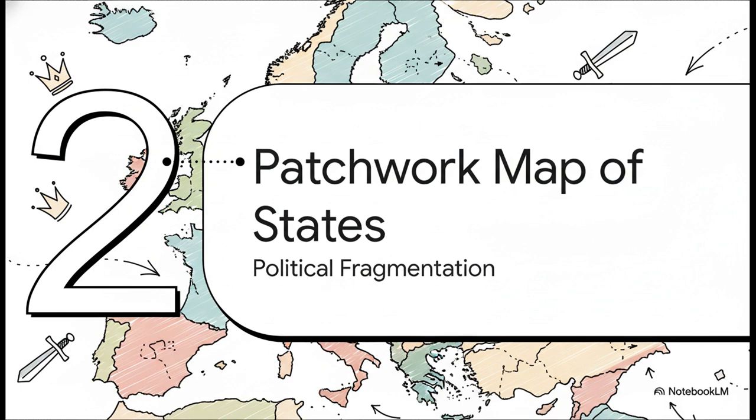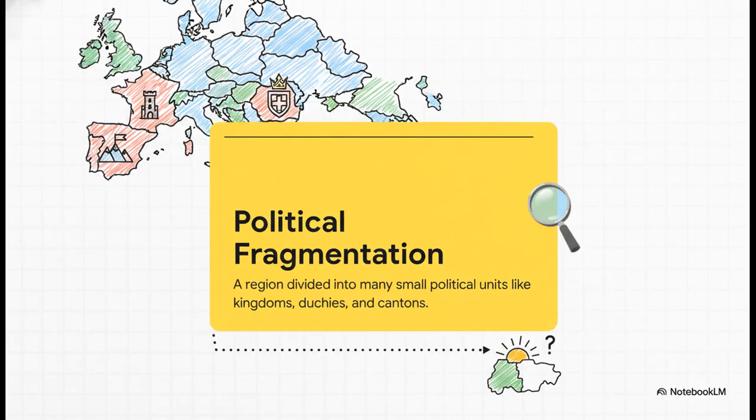Well, that brings us to our next section. The map was like a patchwork quilt, and the reason for this was something called political fragmentation. Let's understand this term properly. Political fragmentation. It means exactly what it sounds like. A large area, instead of being one country, was fragmented or broken up into many small and independent pieces. These could be small kingdoms, duchies, or cantons, and each one had its own ruler and its own territory. This is a very important concept to remember.